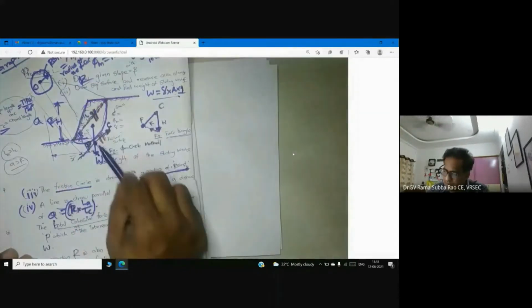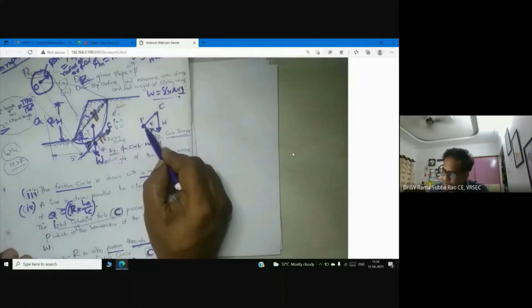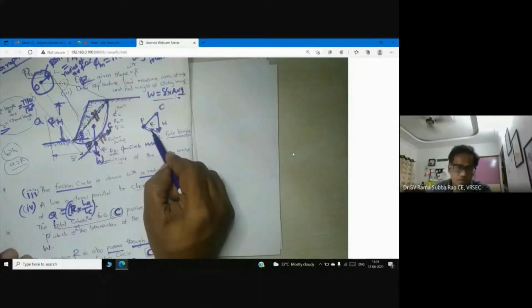One more point I would like to tell you. Here you see, I have reaction R and I have W. Now you see, this is PC. Now how to calculate the total cohesive force? This is the total cohesive force, which is equal to cm into the length of the chord.